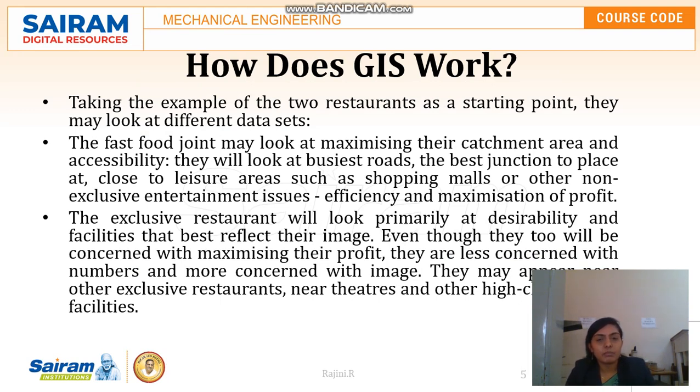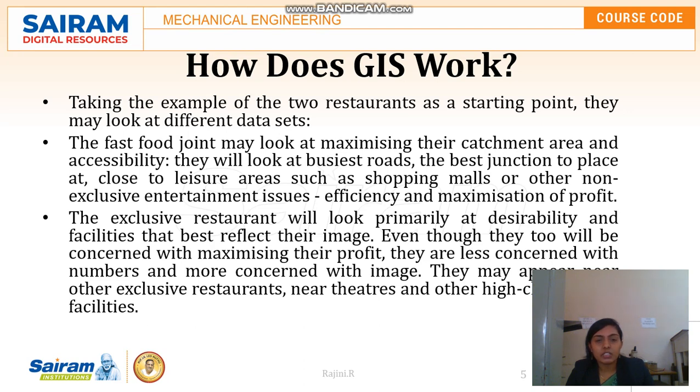Here I have taken two simple examples. The first one: a fast food joint may look at maximizing their catchment area and accessibility. They will look at the busiest roads and the best junction to place it at, because whenever we start any business, the first thing is we need to see the area, the catchment area and the accessibility. For example, for any business regarding clothes, we have to select a very busy road or a place near shopping centers, and that will be the exact place to start the business.